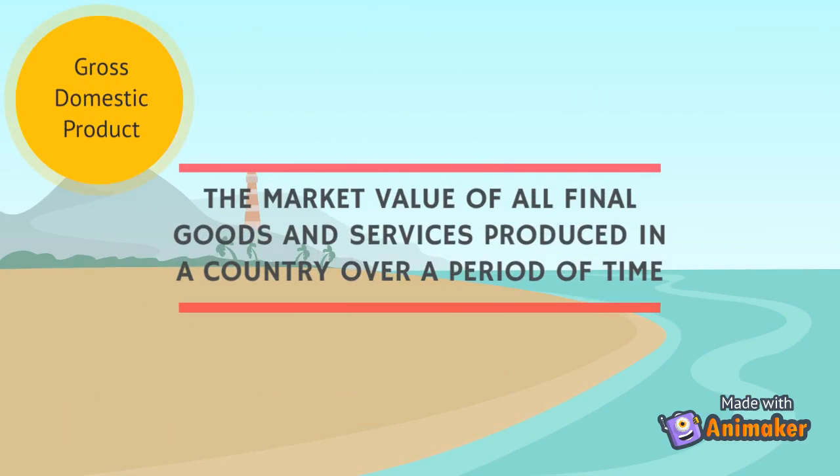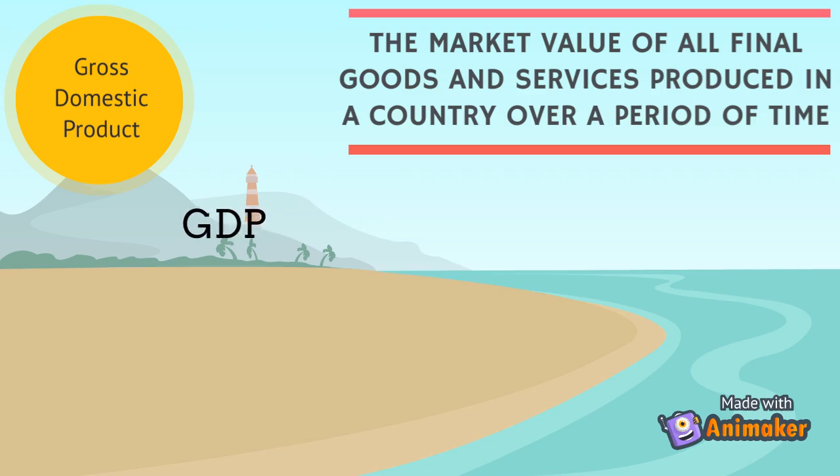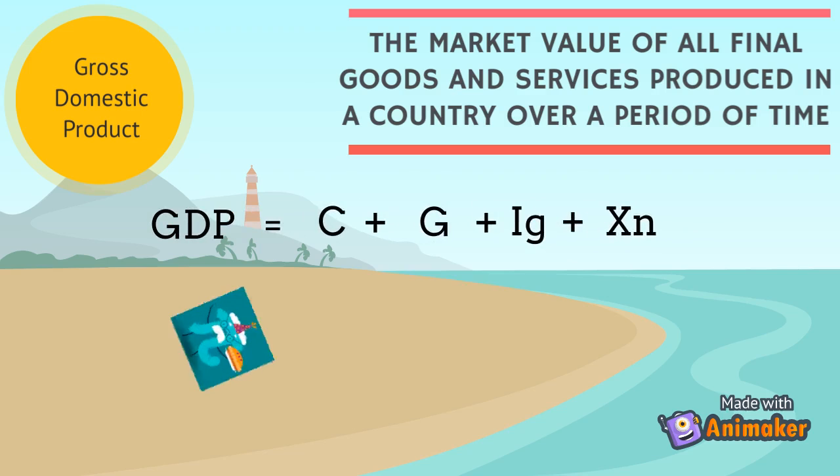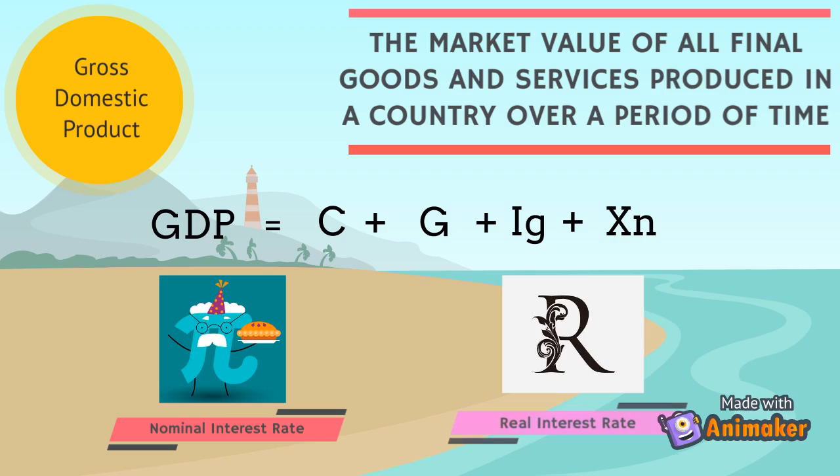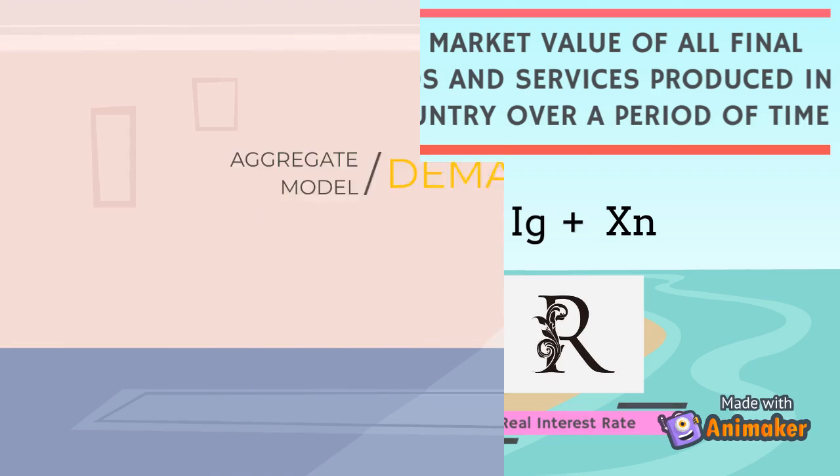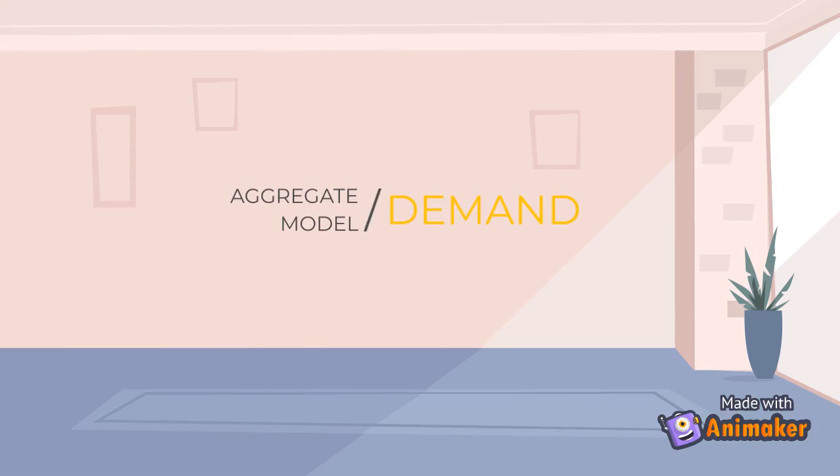all final goods and services produced in a country over a period of time. GDP is the sum total of a nation's consumer spending, government spending, gross private investment, and net exports. GDP can be measured as nominal or real, though we'll mainly be talking about real GDP in this video, which is GDP adjusted for inflation. The first concept we'll cover is aggregate demand.